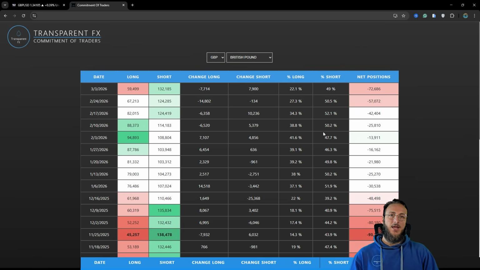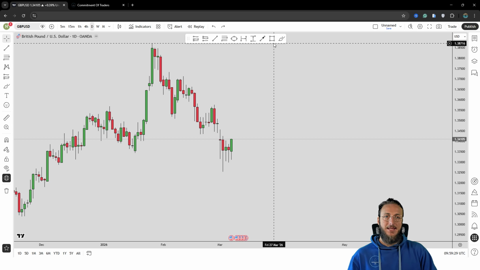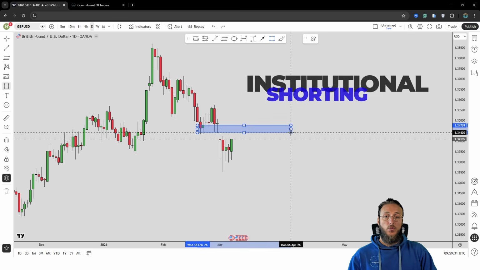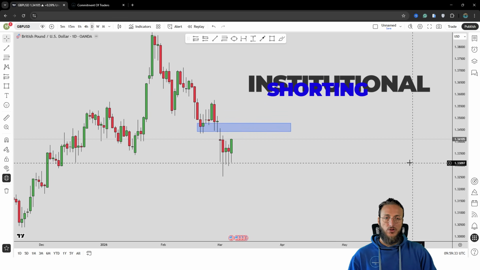We can also see that if we're looking at the percentage of shorts of these big institutional speculators compared to the overall open short interest, we're now at 49% and long only at 22%. So again, we have a strong institutional speculator interest to the short side of GBPUSD, which makes it weaker and increases the probabilities that inside of the structured zone, we could see more institutional selling pressure.